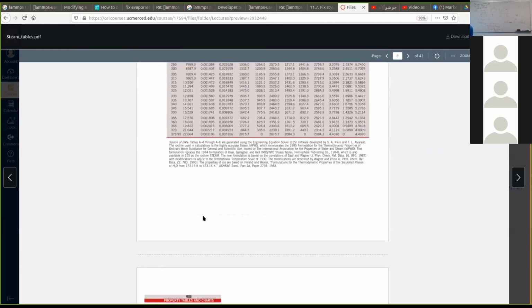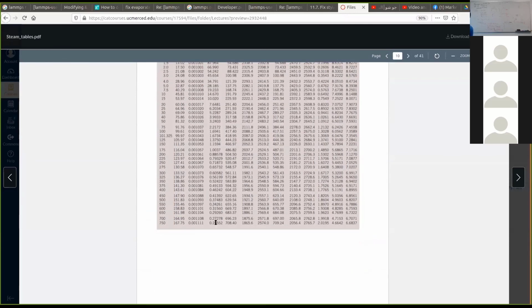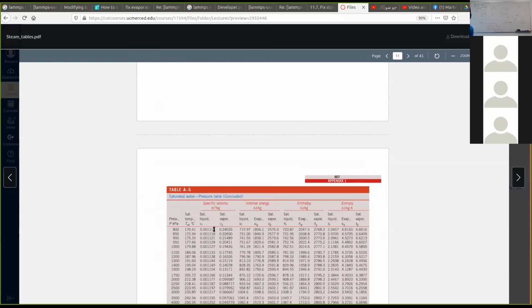So let's go to table A5 also. Maybe it has a better answer. Any 0.222? Yeah, here is better, guys. Between this guy and this guy, it's closer to this guy. So it's very close to 850 kilopascal, 172.